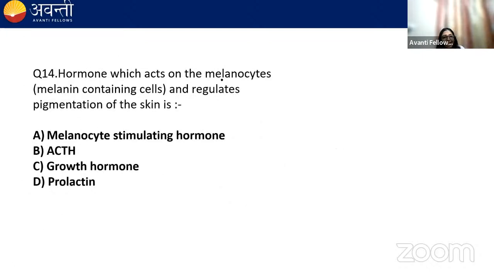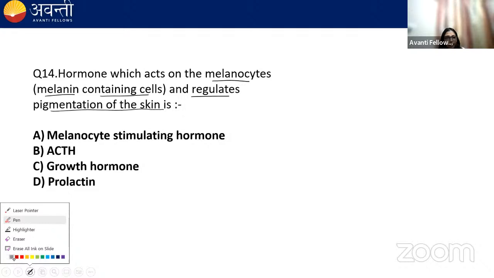Next one is the hormone which acts on melanocytes, melanin containing cells, and regulates the pigment of the skin. Option A is melanocyte stimulating hormone. B is your ACTH. Third is the growth hormone, and the fourth is prolactin. What do you think? What would be the correct option for this question? A. Very good, very good. So the correct answer is A, melanocyte stimulating hormone.